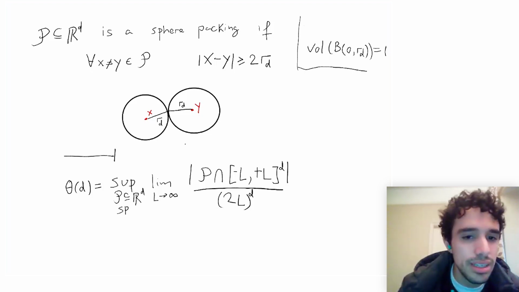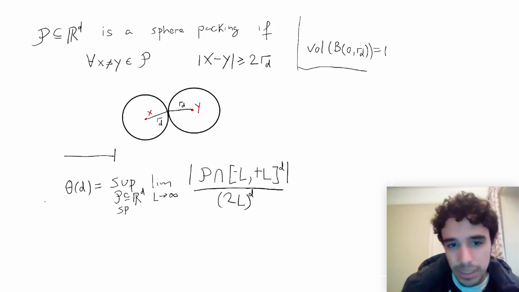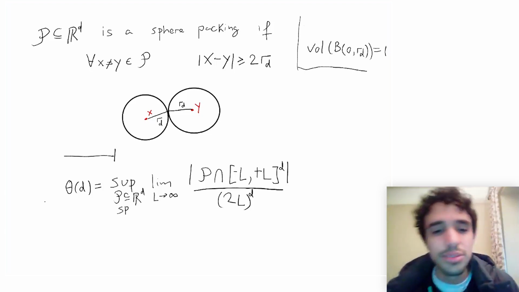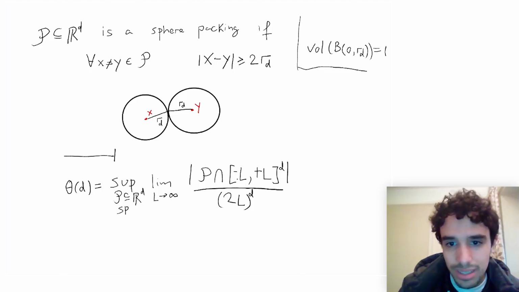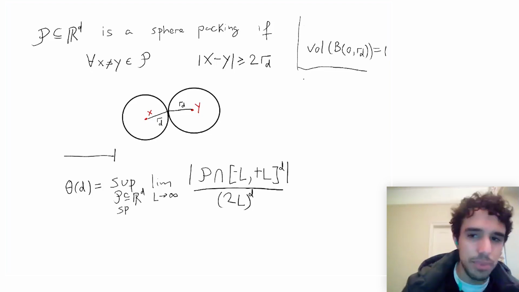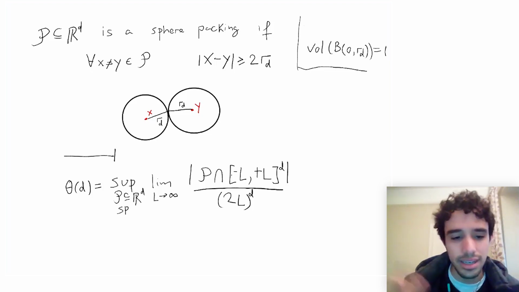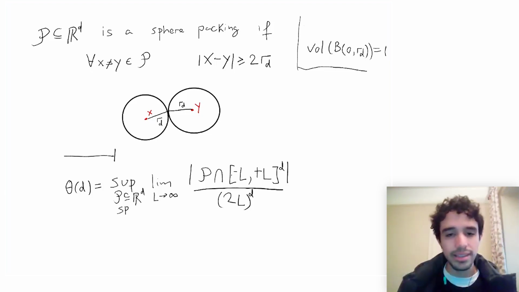It's very helpful. And then we define this quantity here, theta_d, which will be the main quantity we're interested in today, to be the supremum over all sphere packings of this limit here of the number of points in the sphere packing in this large box of size L by L, divided by the volume of the box. So basically, since I'm normalizing so the balls have volume 1, this is the volume that the balls of the sphere packing take inside this box.